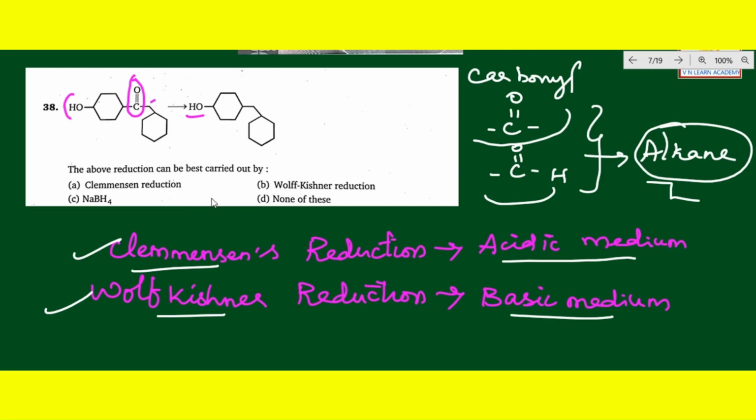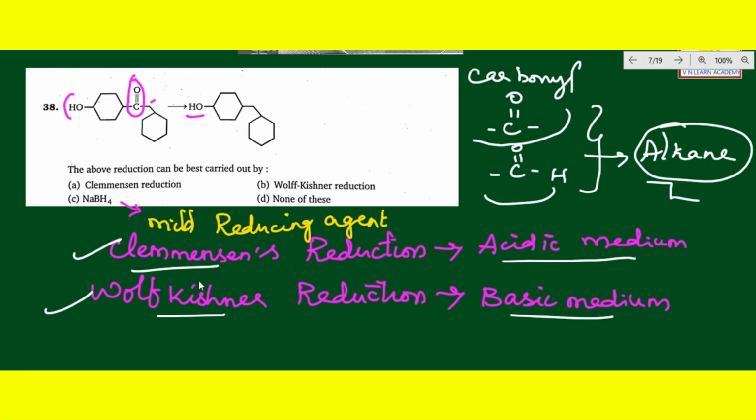Right now, let us check another option, C. Sodium borohydride. Sodium borohydride is a mild reducing agent. Sorry, mild reducing agent. What is its duty? It converts aldehyde into primary alcohol and ketone into secondary alcohol.